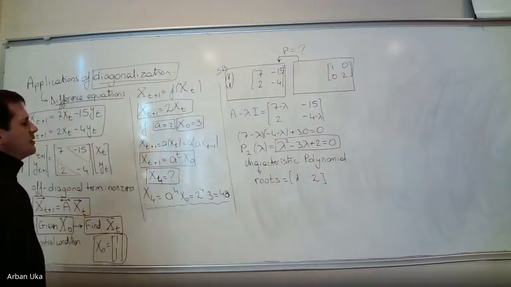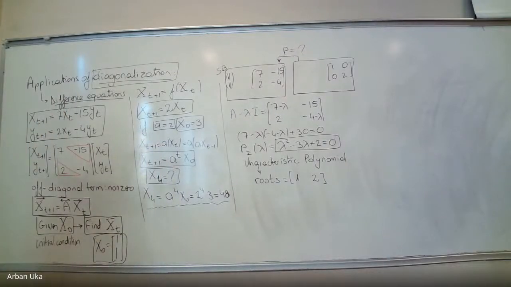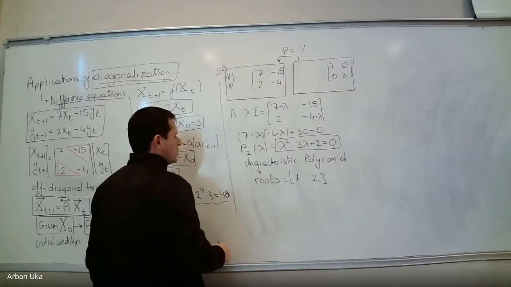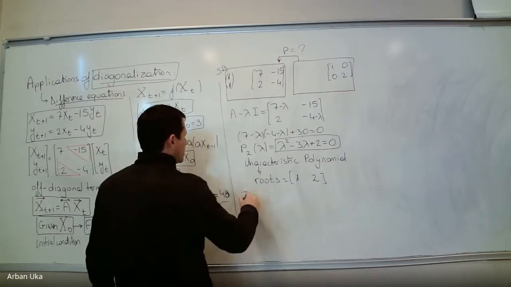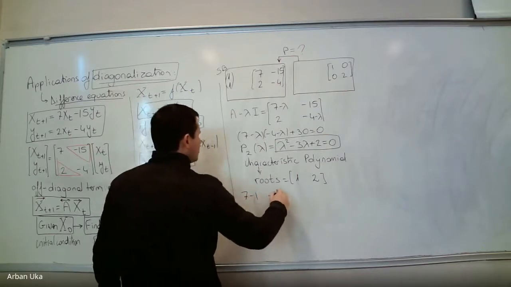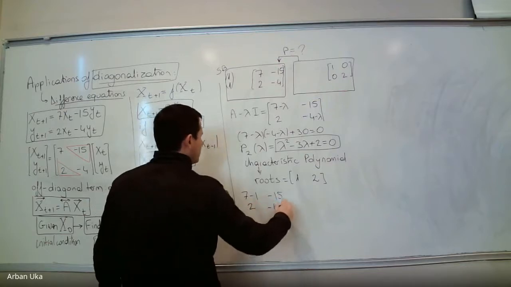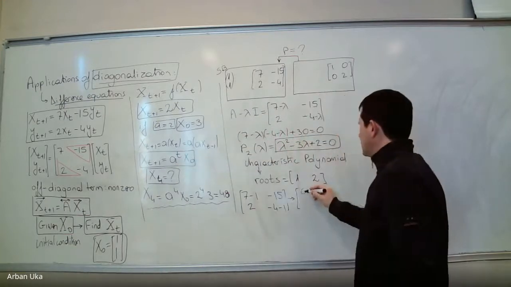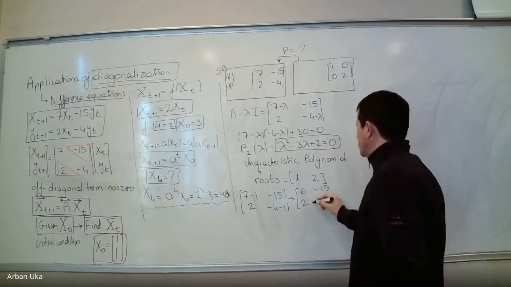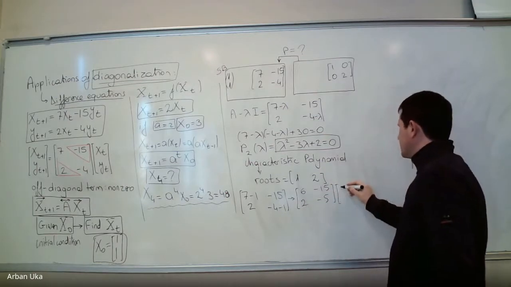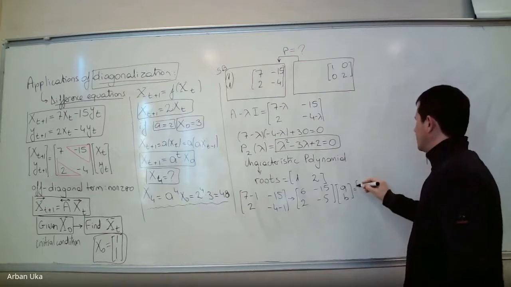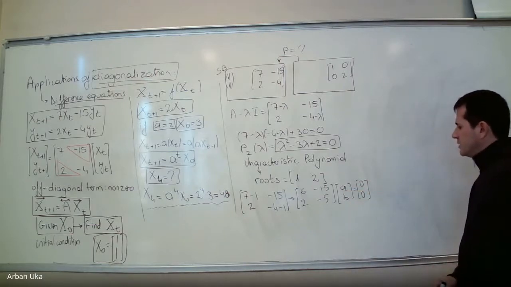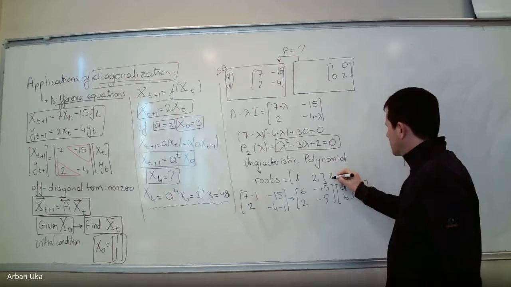In order to determine the P, we have to find the eigenvectors. And for the first eigenvector, which corresponds to eigenvalue 1, we have the following: 7 minus 1, minus 15, 2, and minus 4 minus 1. So this is 7 minus 1, this is 6, minus 15, 2, minus 5, times a, b, this is equal to 0, 0.